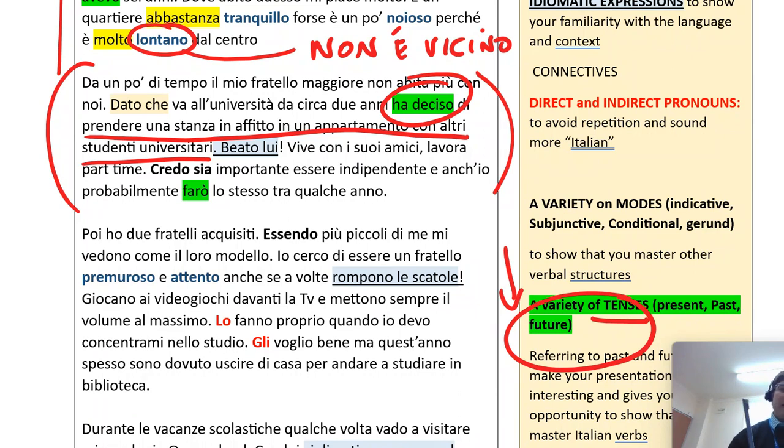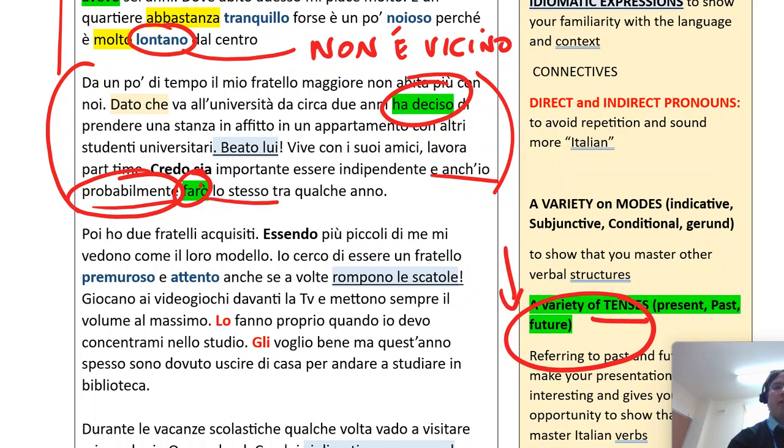And even better, at the end here, I'm finishing with farò. Credo sia importante essere indipendente. Anch'io, probabilmente, so another adverb here, farò lo stesso tra qualche anno. So this farò, I will do. I'll do the same in a few years' time when it's my time to go to university. So in the same paragraph, I use present, past, and future.